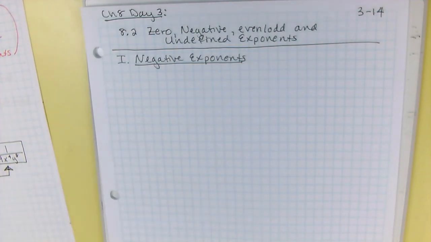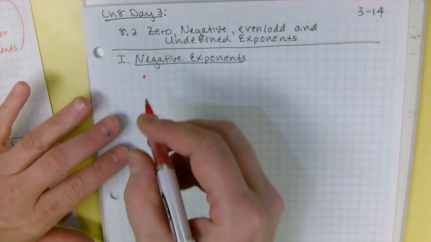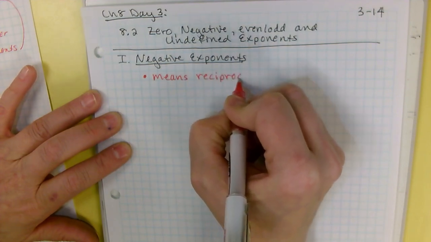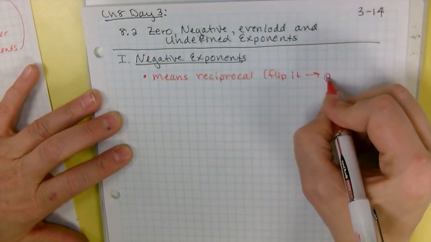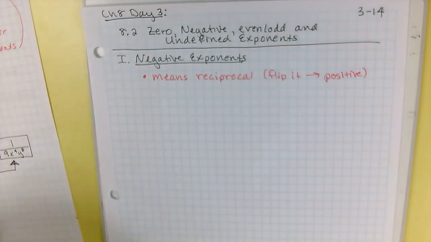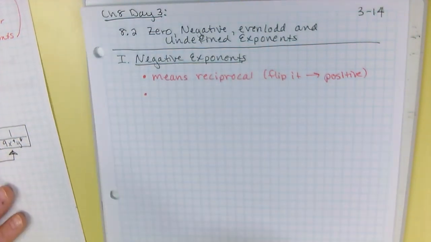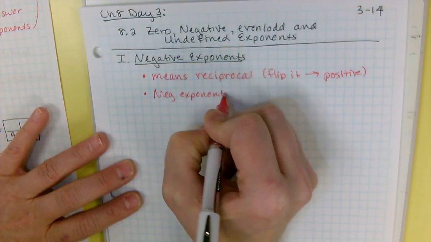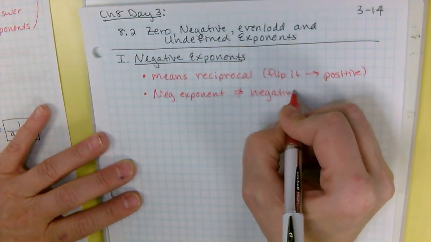Okay, so Roman numeral 1, negative exponents. When you see a negative exponent, it means reciprocal. So you're going to flip it, and then it will become positive because you've put it where it belongs. One of the biggest misunderstandings about negative exponents is that they mean the number itself is negative. That's not the case. A negative exponent is not the same thing as a negative number.